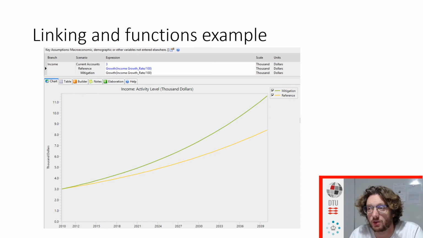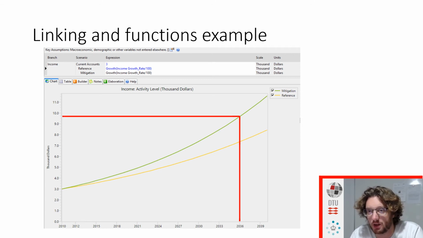The other thing we can also look at is not only can we have inheritance between scenarios, we can also shape our scenarios in such a way that not only do they depend on a different reference key assumption, but it can also change with it. So in this case, we have two scenarios, mitigation and reference, and we have basically put in the same income growth rate, or the same growth, and as you can see, it depends on income growth rate. But these two are slightly different, so they will change over time.